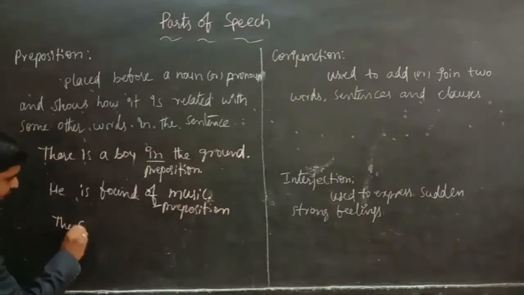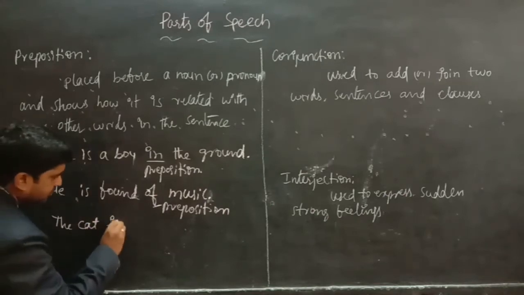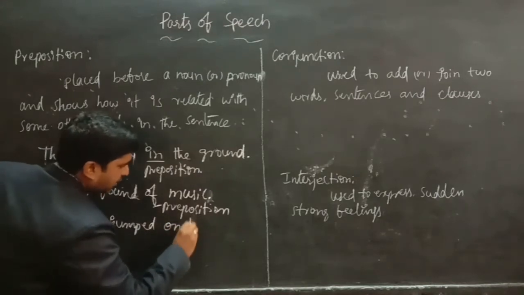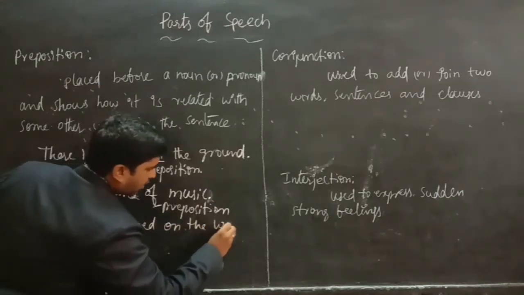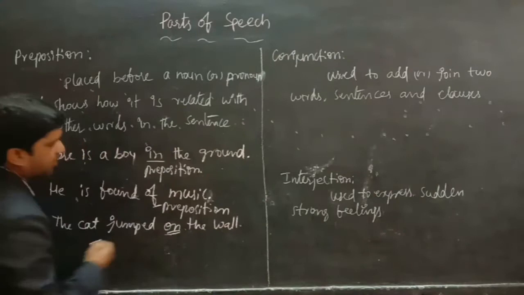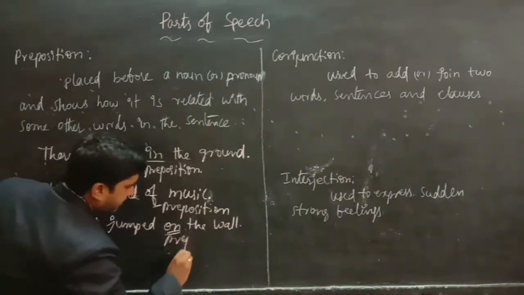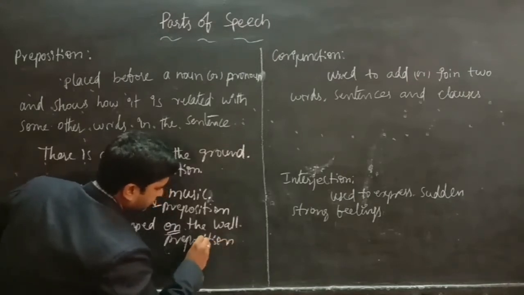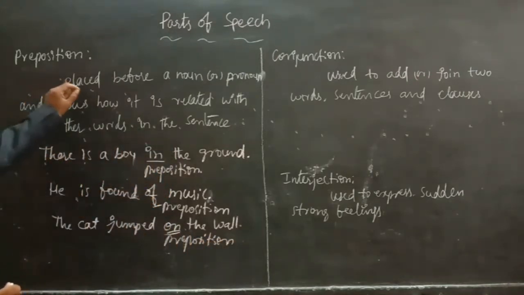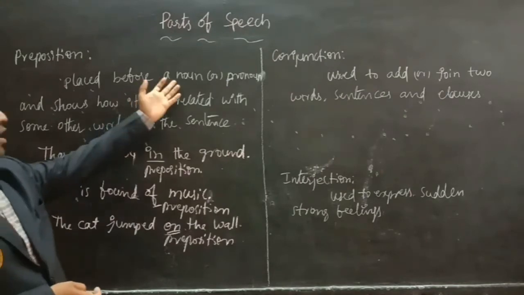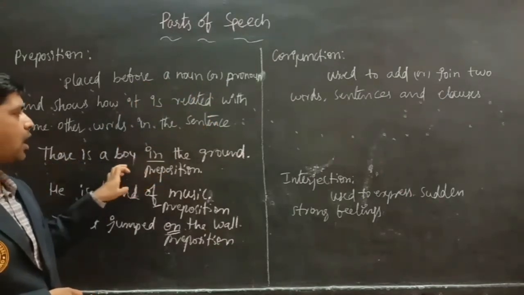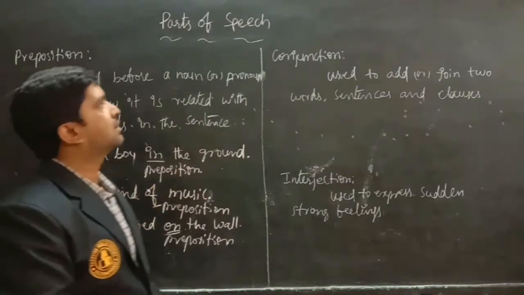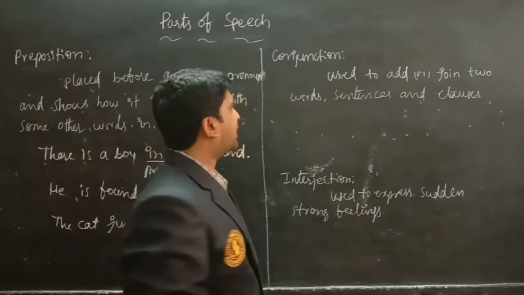The cat jumped on the wall. Here on, it's a preposition. Here we use preposition before noun or pronoun, and it shows how it's related with the other part of the sentence. And here, conjunction.